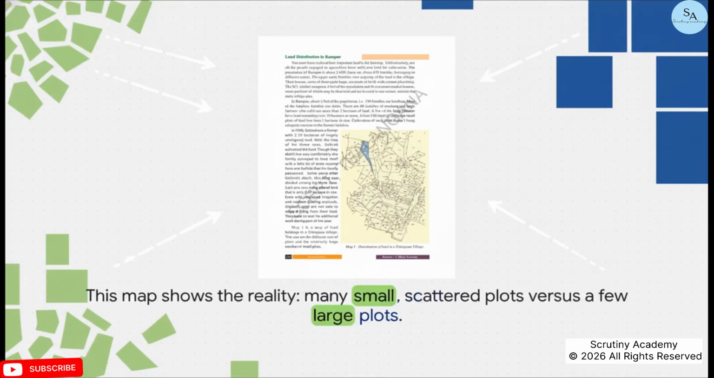And if you're wondering what that actually looks like on the ground, well, this map shows it perfectly. See all those tiny, scattered little plots of land? That's what the vast majority of farmers are working with. And then you see those few, huge, unbroken patches of land? Those belong to just a handful of wealthy farmers. This visual right here, this is the reality of Rampur.